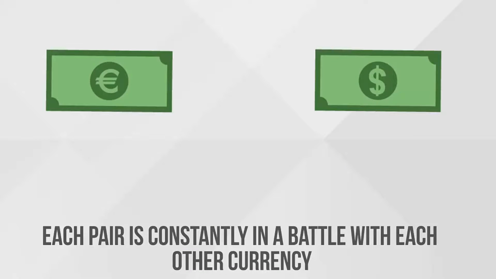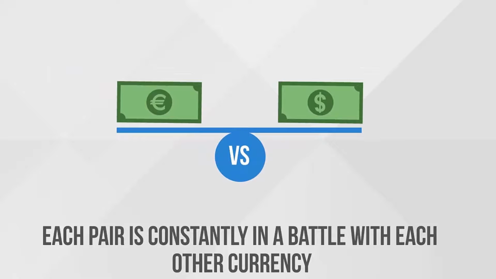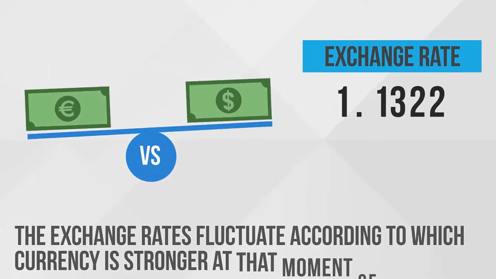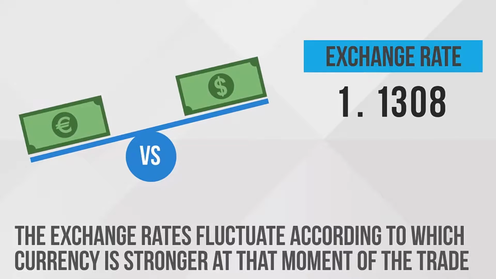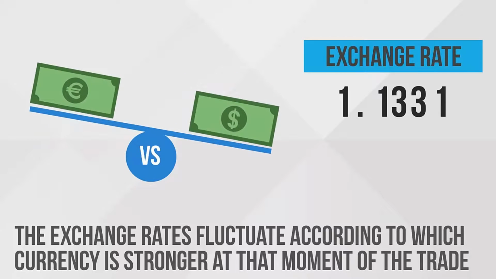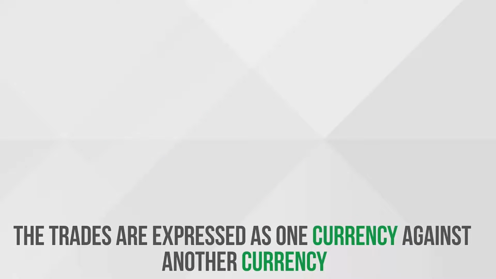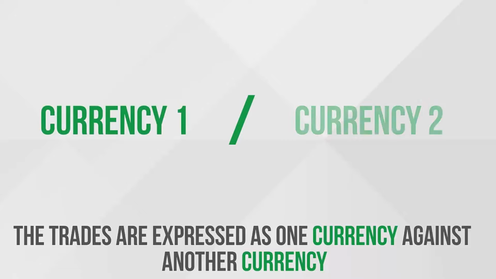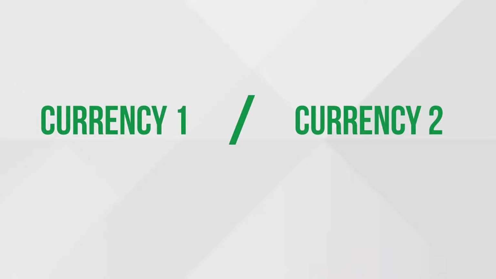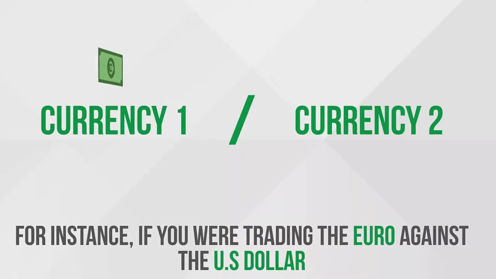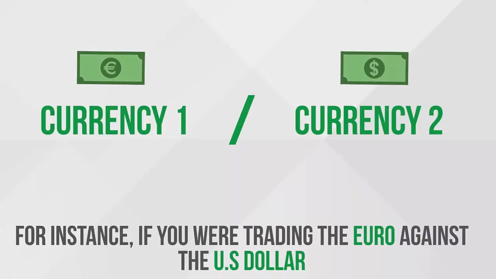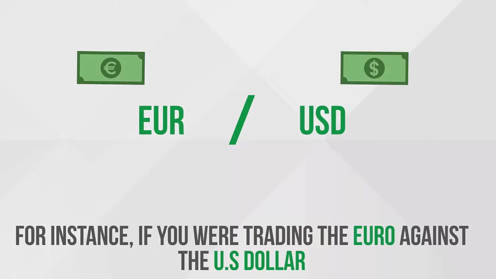Each pair is constantly in a battle with each other currency, and the exchange rates fluctuate according to which currency is stronger at the moment of the trade. The trades are expressed as one currency against another currency. For instance, if you were trading the euro against the US dollar, it would be notated as Euro USD.